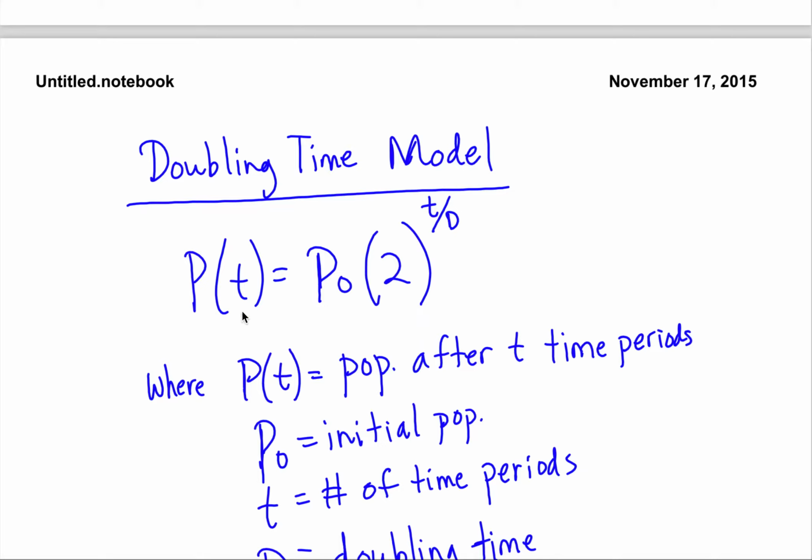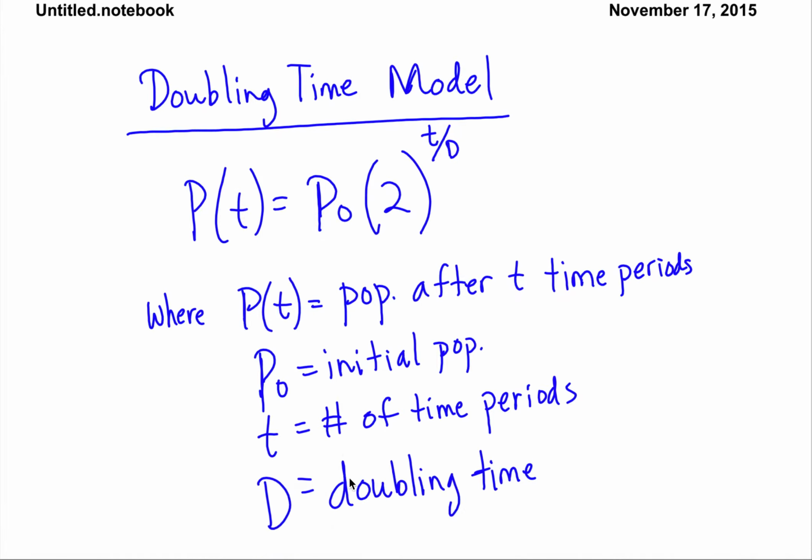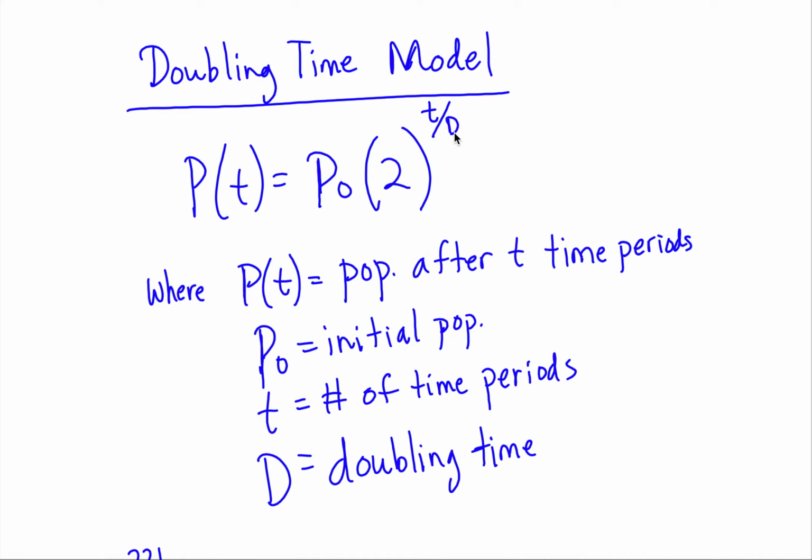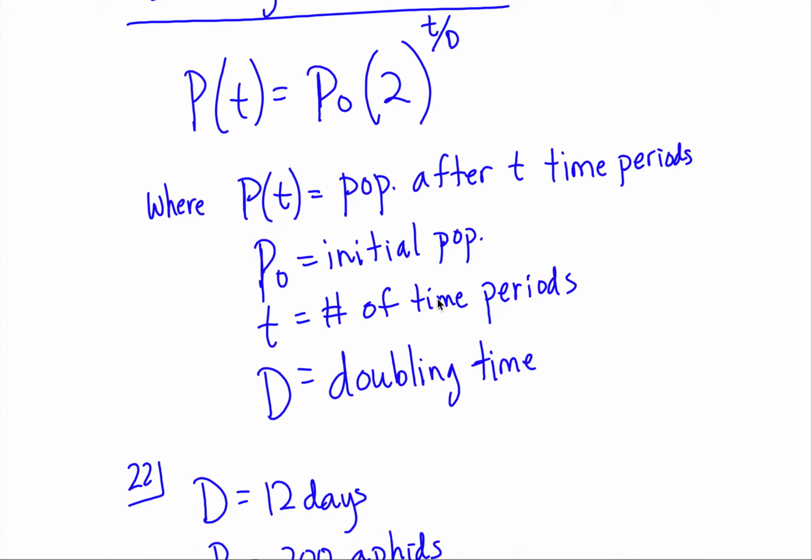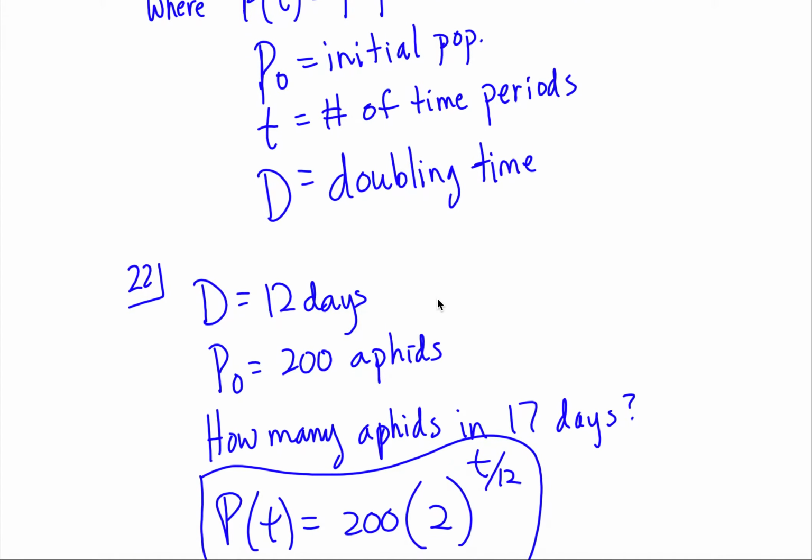P of t is our population at a certain time period. P0 is our initial. T is the number of time periods. And again, D is what we call our doubling time. So if I know something doubles in a certain time period, I can use this formula. So let's say I happen to know the doubling time of some substance is 12 days. Let's say it's aphids, and I know how fast they reproduce. So I know that in 12 days, they will double their population size from their reproduction ability. And let's say we start with 200 aphids.